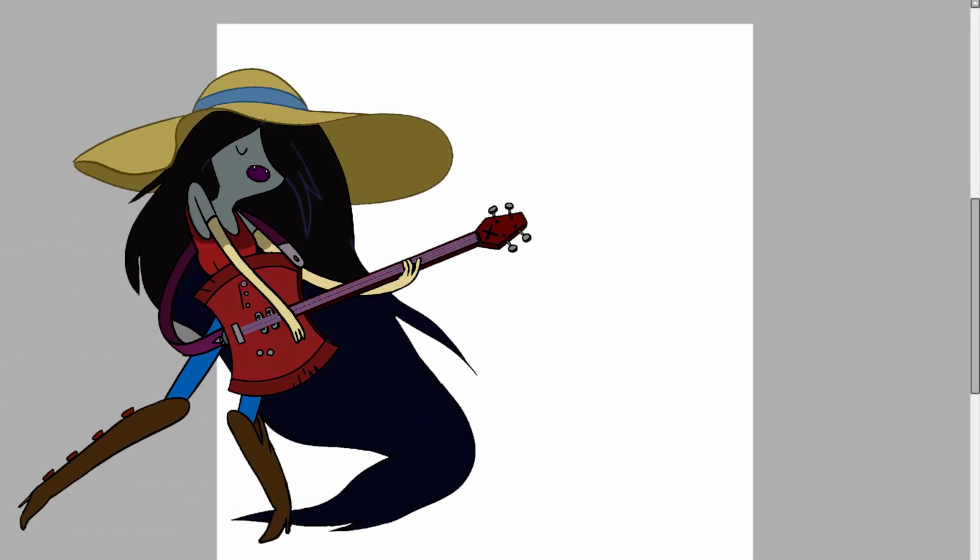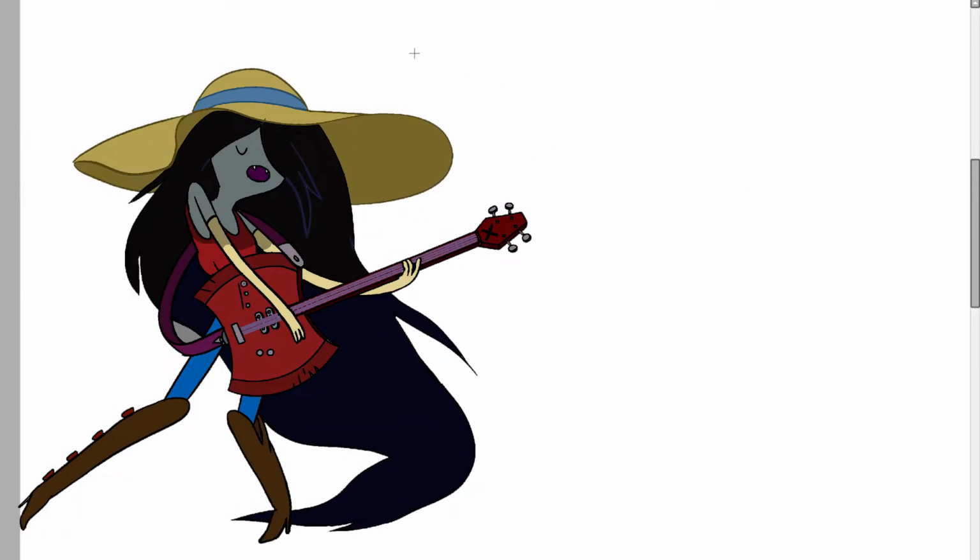An idea I had earlier today is Marceline the Vampire Queen, and I have not drawn anything Adventure Time in forever, so obviously there's some interest in doing it again. Plus, Marceline was one of my favorite characters from the original run of Adventure Time.